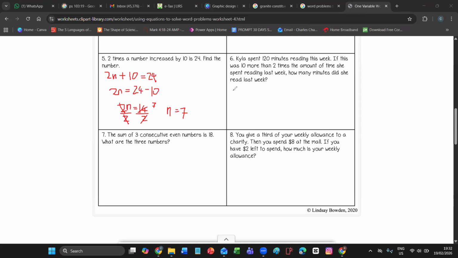Okay, so if we use M, what equation will come out from this? Can you tell me? I don't understand. Okay, we said we're using M to represent the number of minutes that she spent reading last week. So what is the equation that will come out to help us solve for that M?